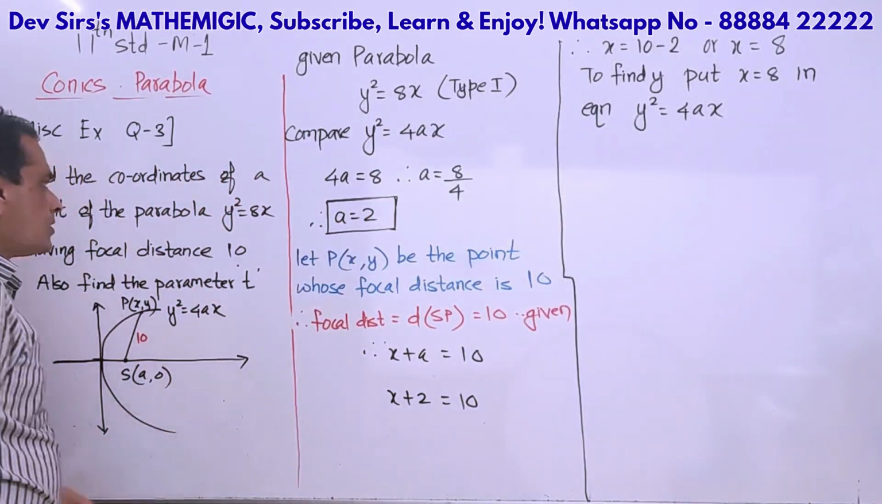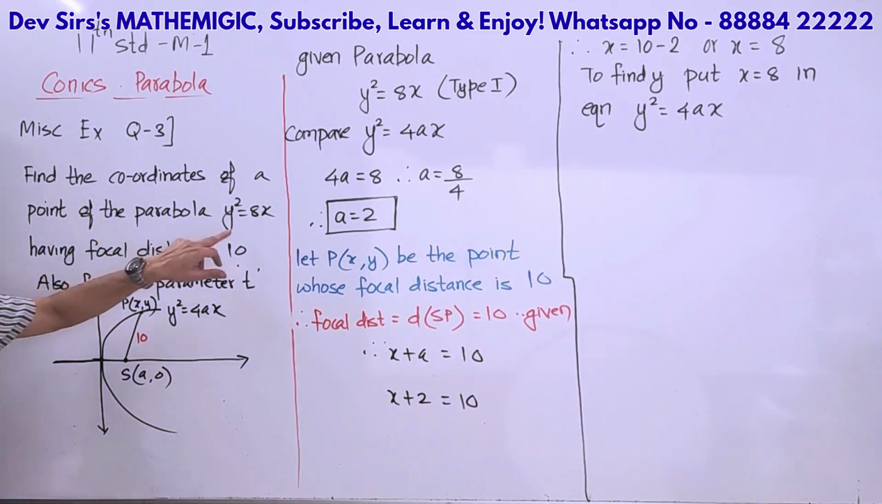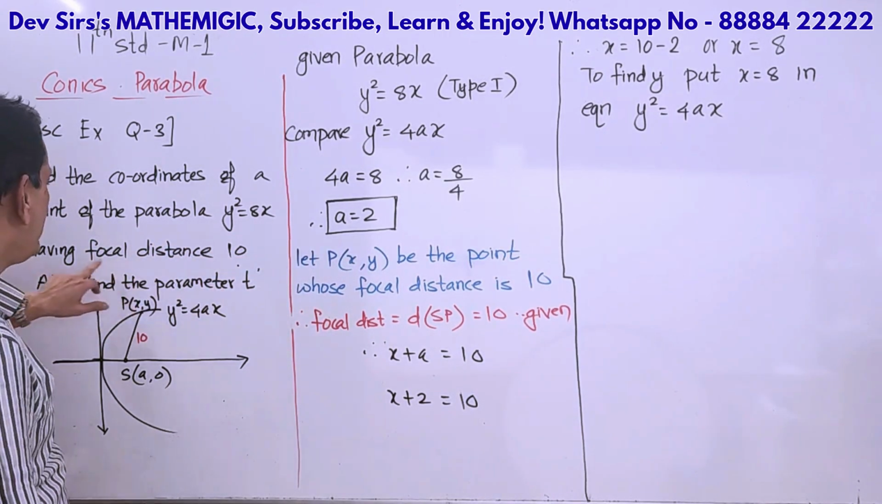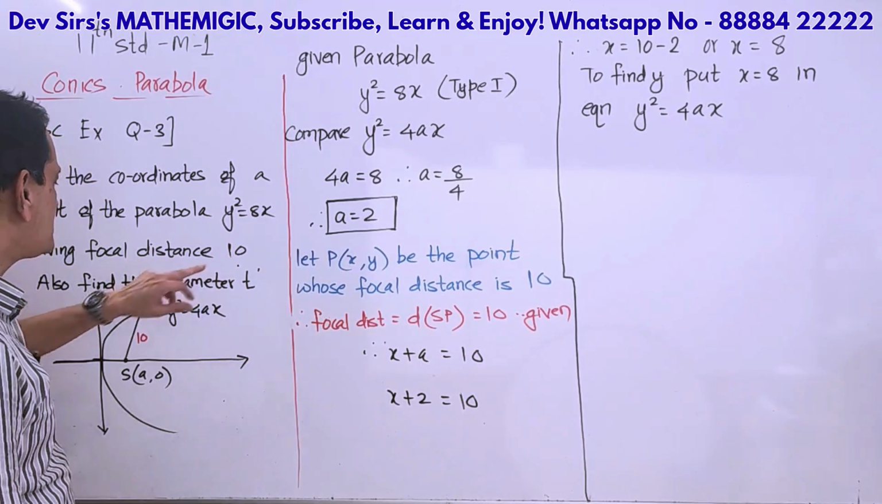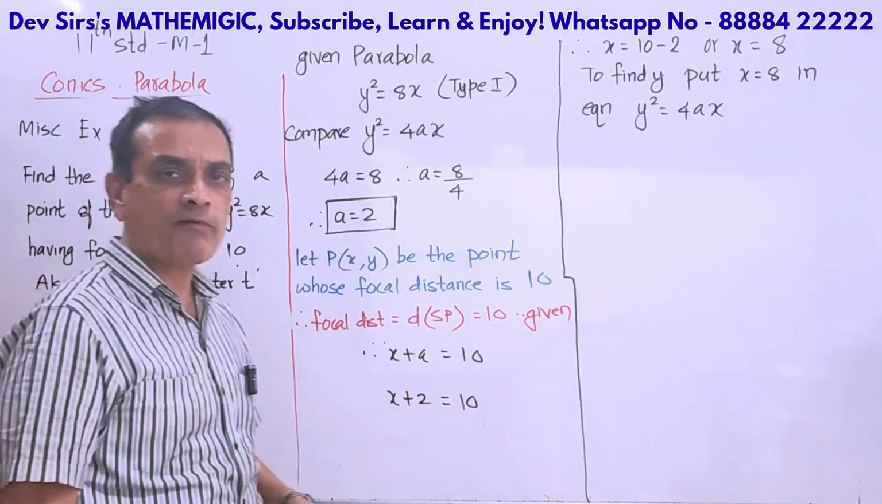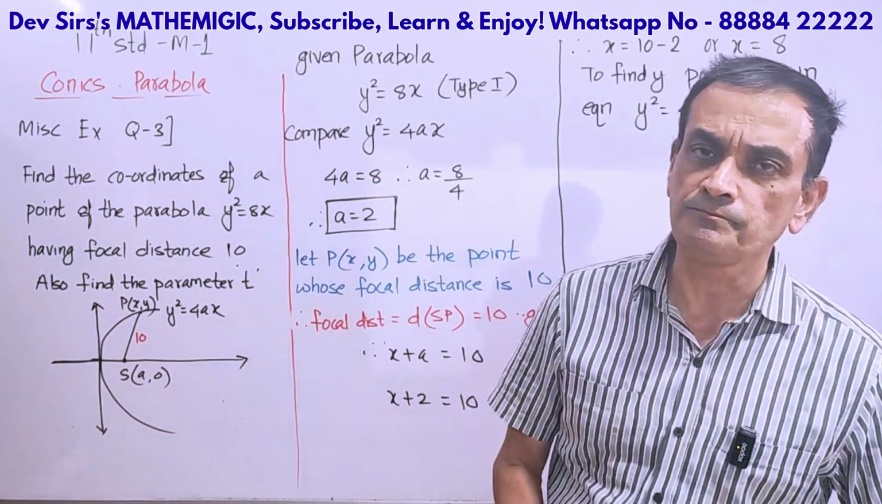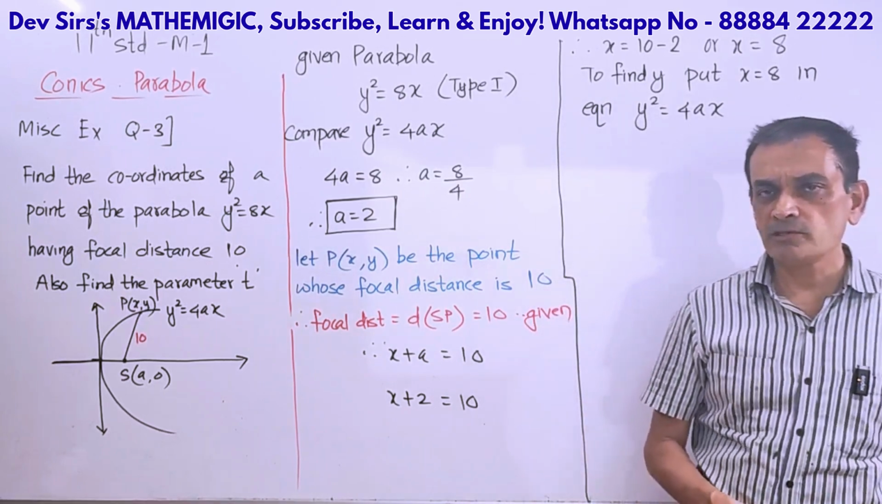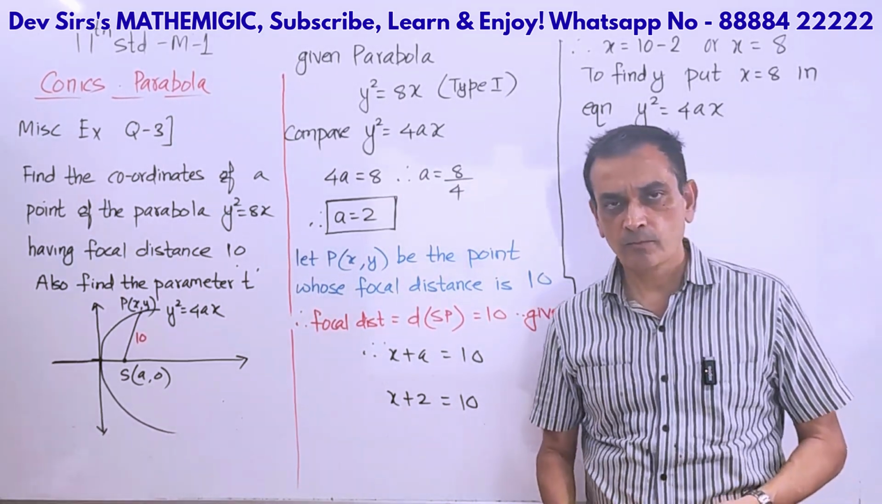Find the coordinates of a point of the parabola y squared is equal to 8x having focal distance 10. Also find the parameter t. Okay, so we'll just see the basic things.